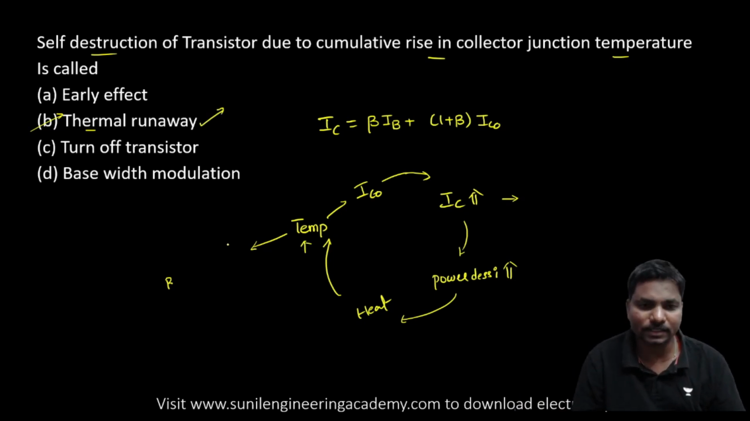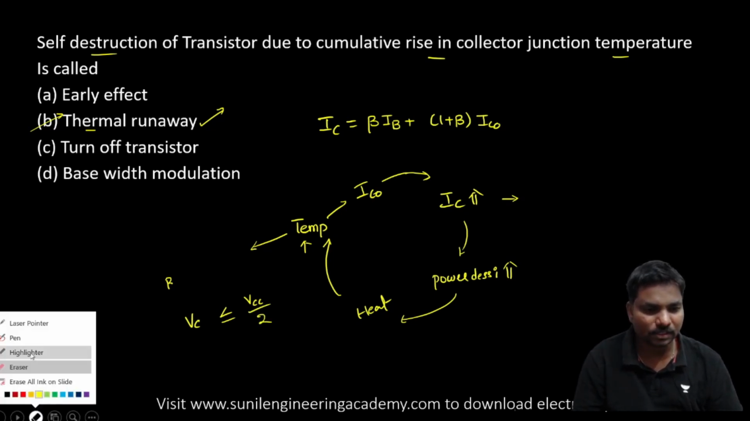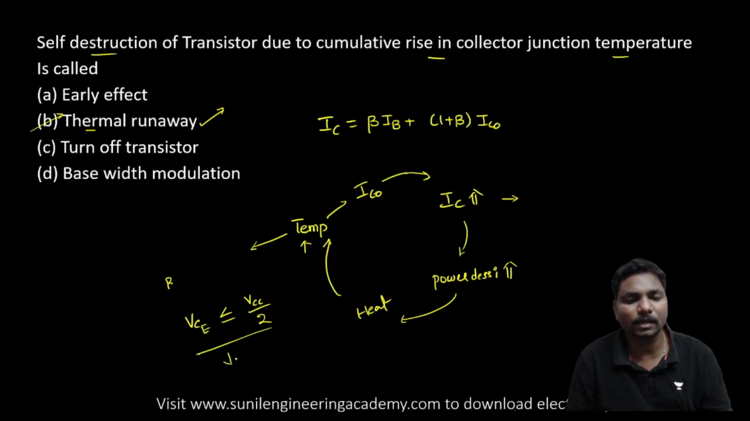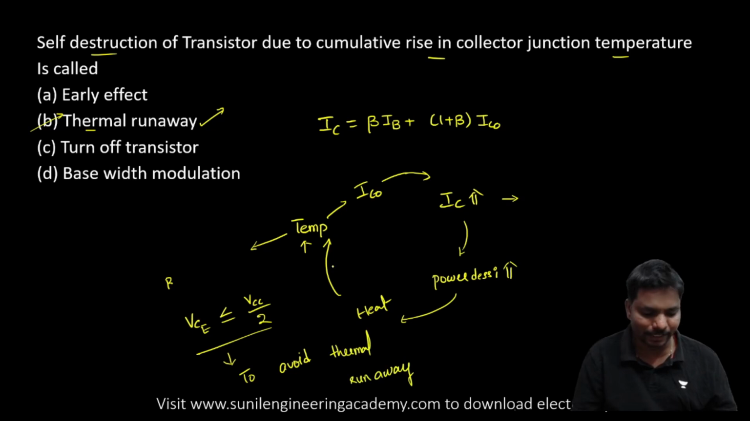If you want to avoid this thermal runaway, then we have to keep VCE always less than or equal to VCC by 2. Okay, VCE is always less than or equal to VCC by 2. Then we can eliminate this thermal runaway. This thermal runaway is possible in BJT only.